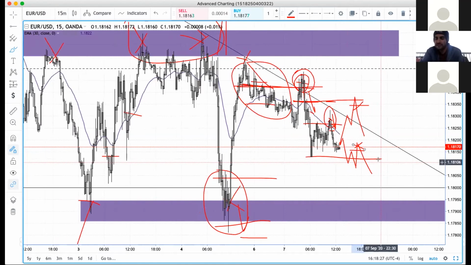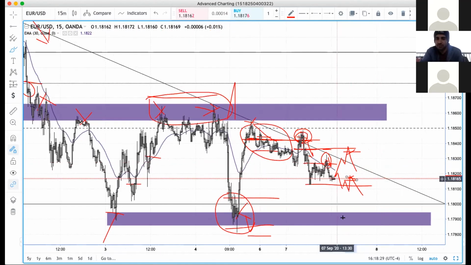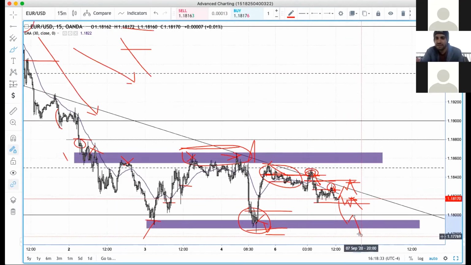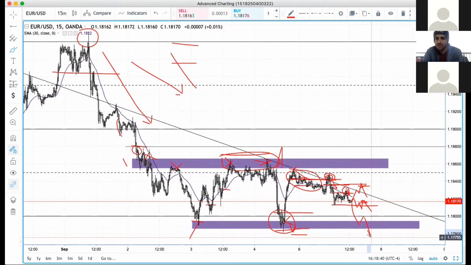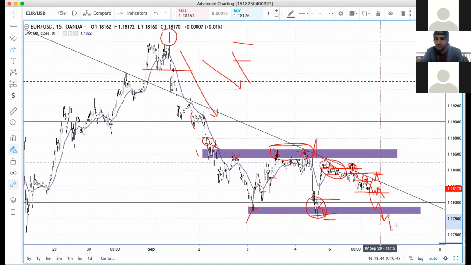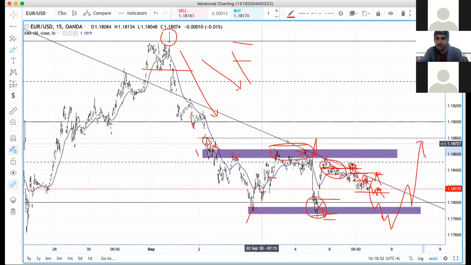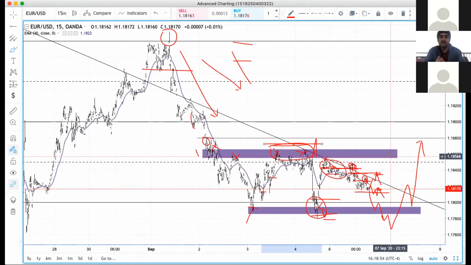Or if that just doesn't happen and this completely tanks, just wait for our long setup, because we are expecting a long play on the euro. So once those lows are cleaned out, we want to take this to the long side. Yeah. And there you go. And then run it past these highs, and the process repeats itself.